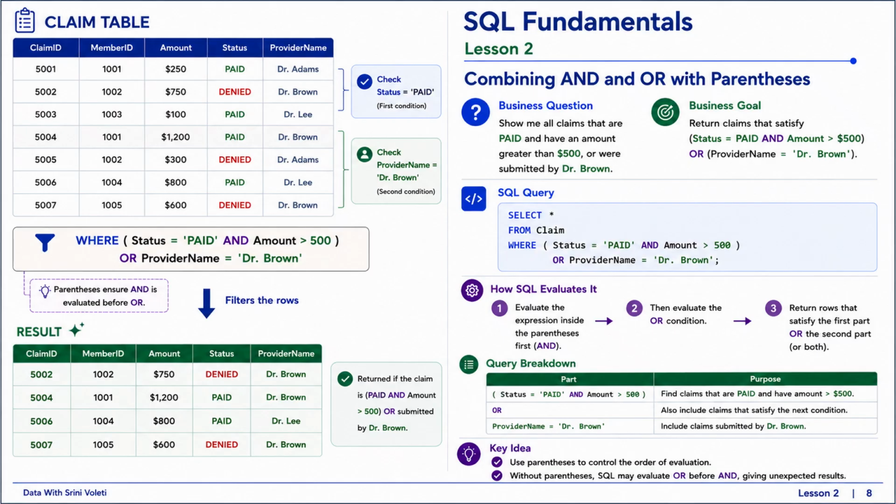Using parentheses removes any ambiguity. It makes your intent crystal clear, not only to SQL, but also to anyone who reads your code later. Let us finish with today's key takeaway. Whenever you combine AND and OR operators in the same query, make it a habit to use parentheses. They ensure SQL evaluates your conditions exactly as intended, improve readability, and help prevent subtle logic errors.